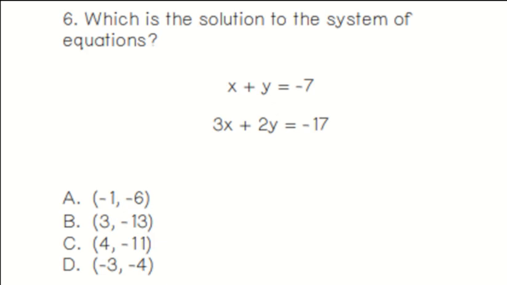All right, so this one does have a solution. So we got to find the solution. Let's go ahead and find the solution for this. We got x plus y equals -7, 3x plus 2y equals -17. Jenny, what you got? D. So we got -3, -4.